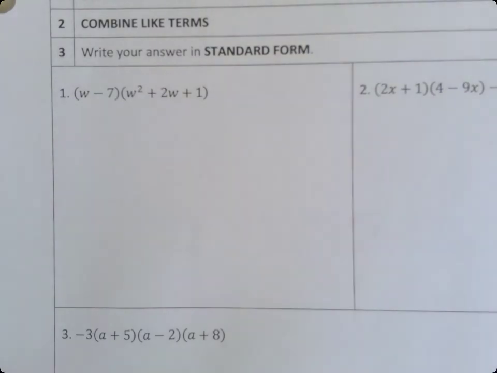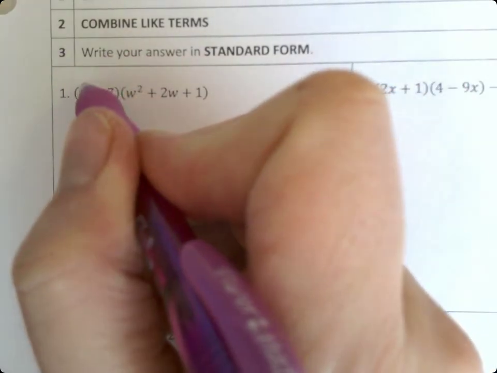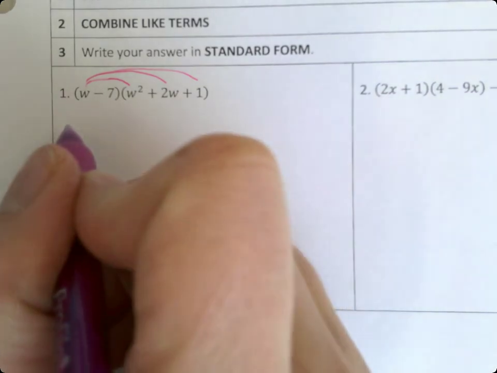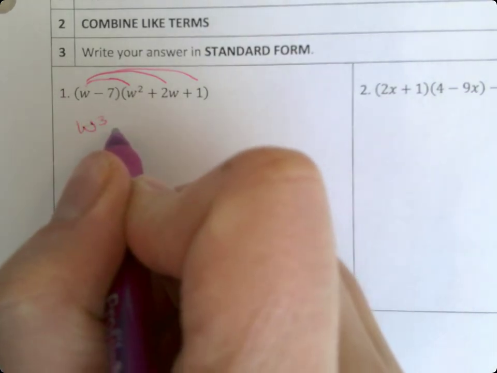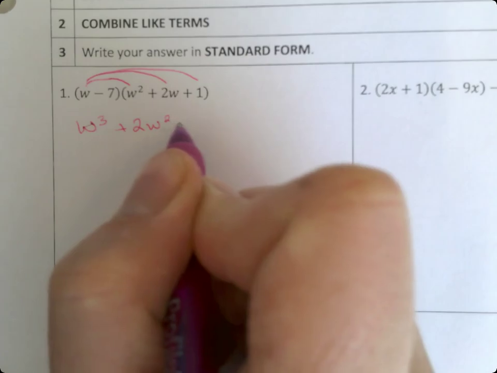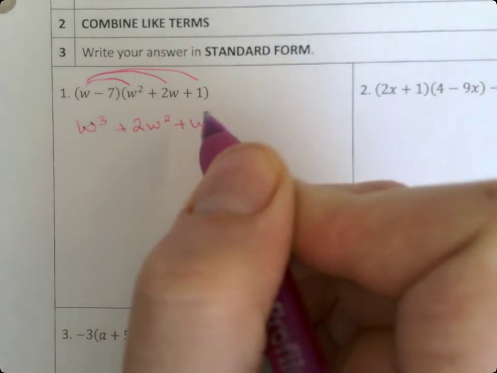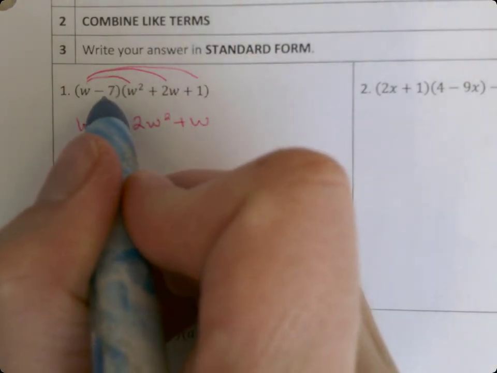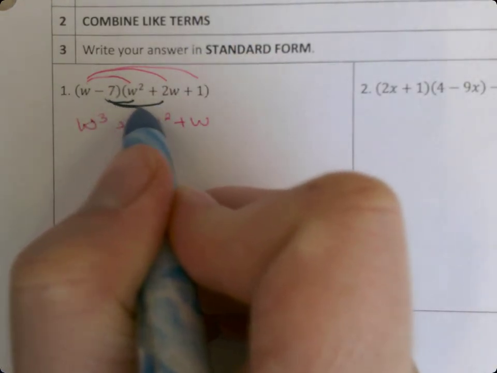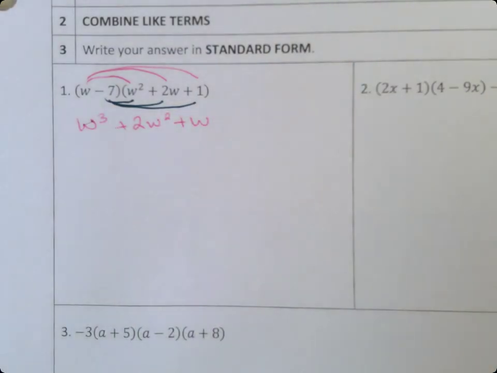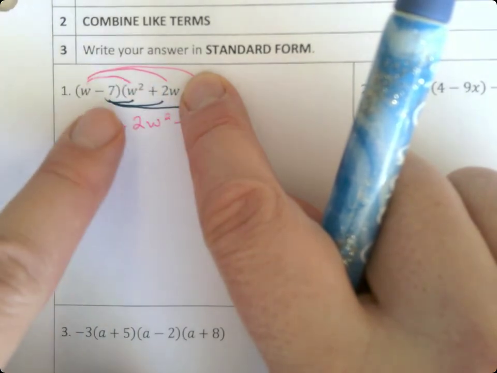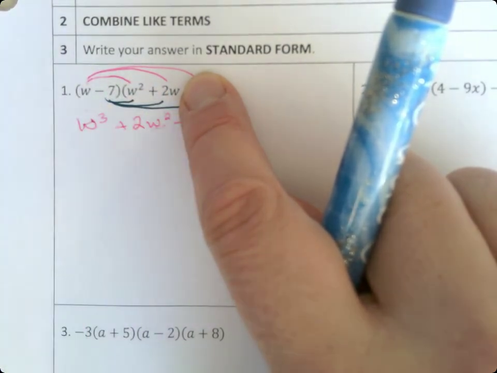I'm just going to use a double distribution idea. I'm going to come through and distribute the w to all three terms, and that is going to be a w to the third, a positive 2w squared, and a positive w. Then I'm going to do the second distribution, which is distributing a negative 7 to all three terms. If you use the FOIL idea, you do the first and the outside, and then you come back and do the inner and the last. It's the idea that you're just doing distribution in an organized manner.